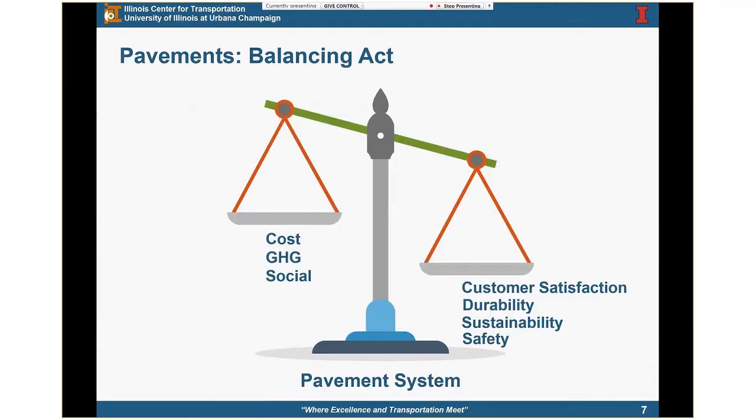So let's go now into the pavement and see, as we are trying to build a pavement that is satisfying our customers, the riders or the drivers. We wanted this to be durable, we wanted this to be sustainable and safe, but at the same time, we need this to be economically valid. We need to reduce the greenhouse gases, and at the same time, we need to have the least impact on the societies that we have around us.